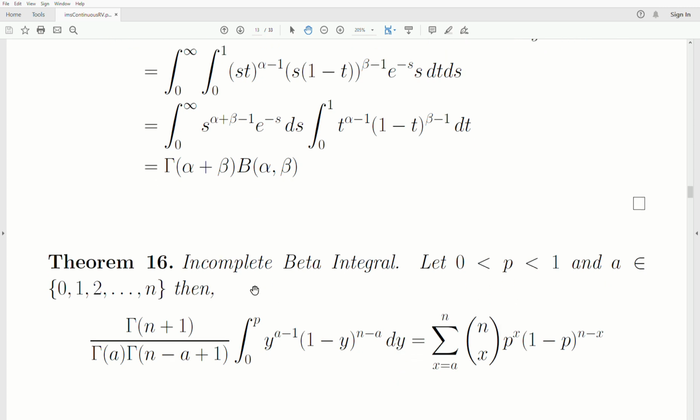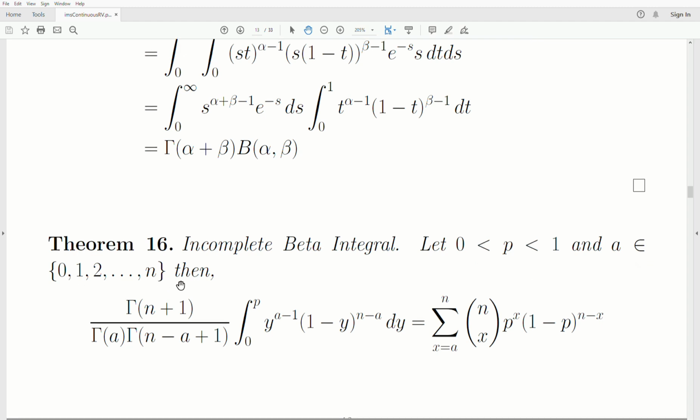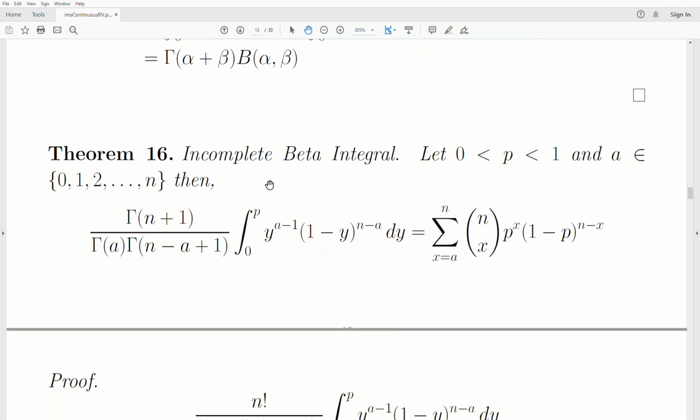Now, this next result, the incomplete beta integral, is this. We'll let p be between 0 and 1, and a be an integer from 0 to n. Then this incomplete beta integral, instead of going from 0 to 1, we go from 0 to p of this beta function. But a and n are integers. That's equal to the sum of these binomial probabilities.